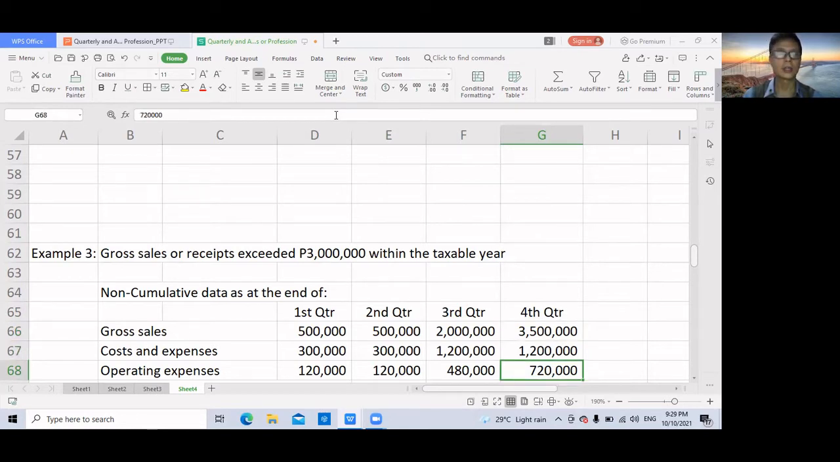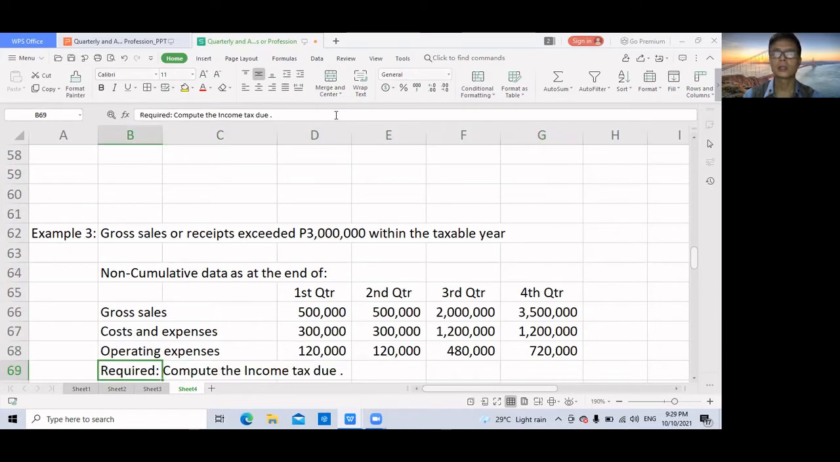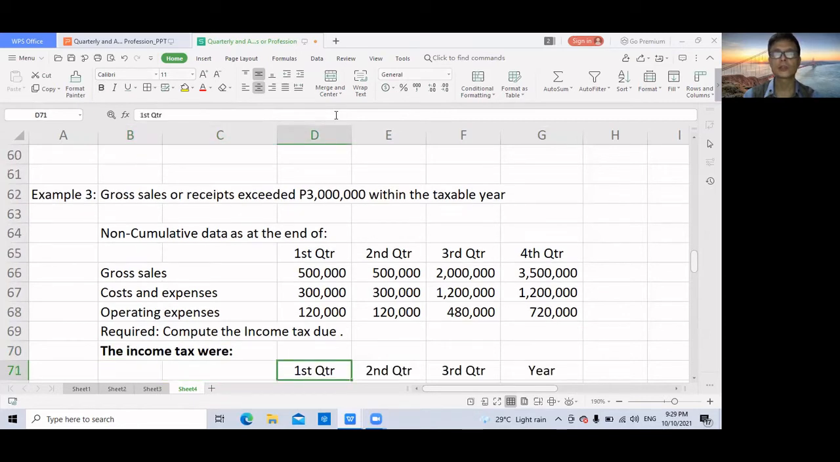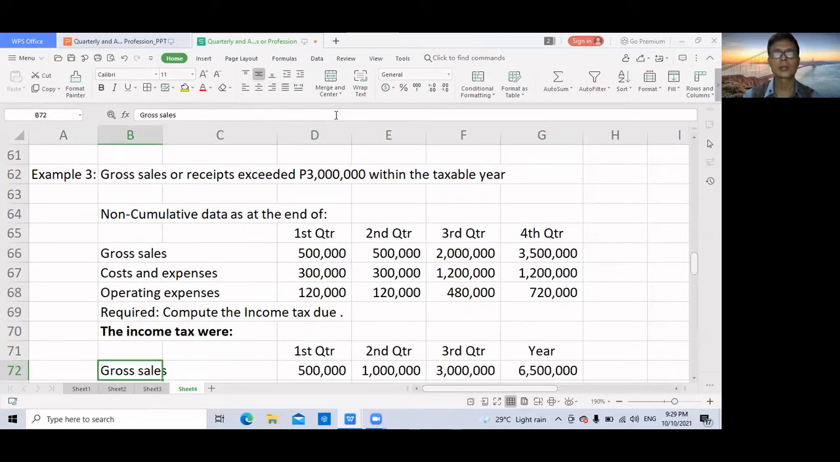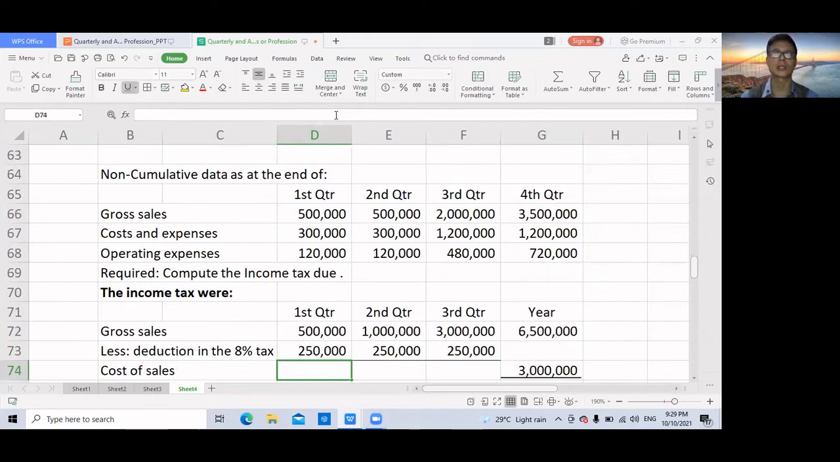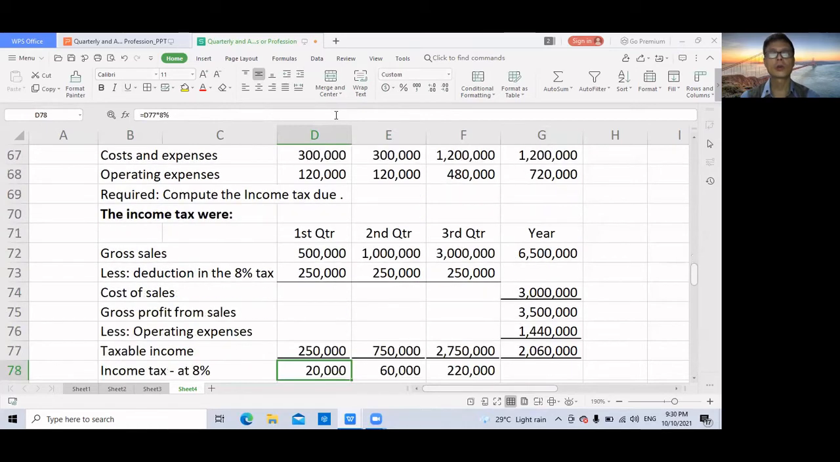So ito yung operating expenses natin, so 720,000. Okay, now required: compute for the income tax. So the income tax were first, second, third, and for the year. So we can see na sa gross sales natin, merong 500,000. So nakuha natin doon sa taas. Less the deduction of 250,000. So of course, kasi 8% pa. Ito yung inelect nila doon sa ITR nila, 8%. So meron silang mandatory deduction na 250,000.